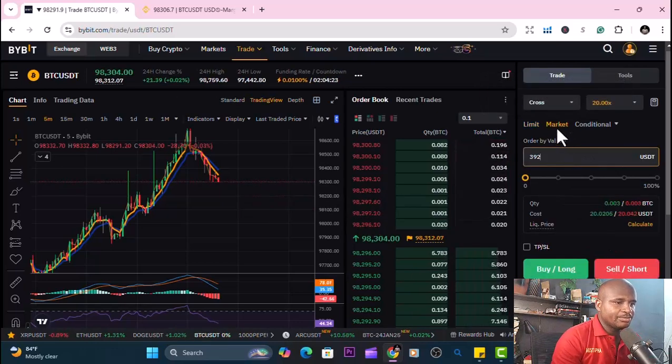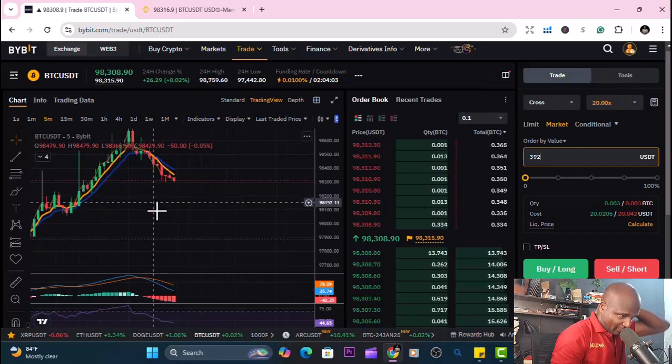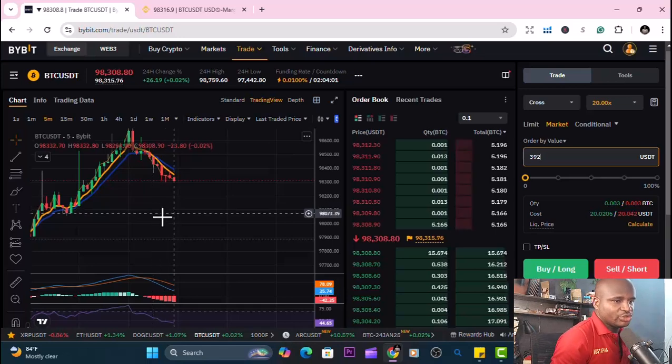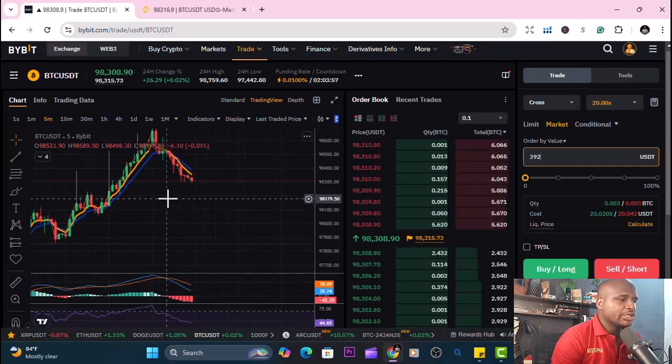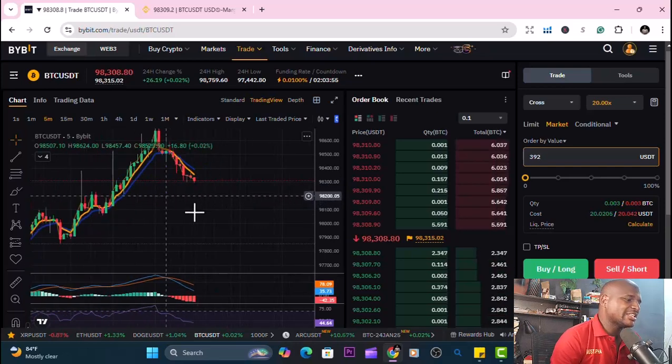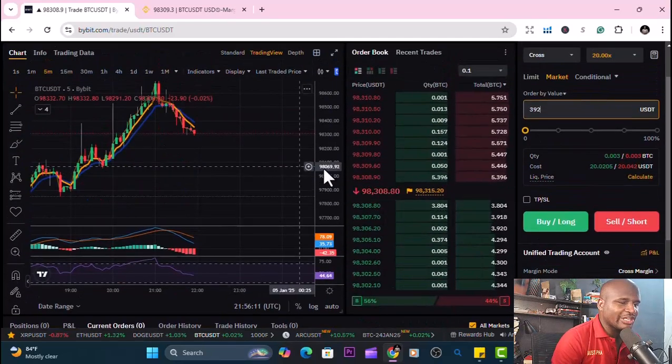So market order is pretty much like the limit order, but that one, you buy it. They say market order will immediately be filled at the best available price from the order book. Execution price may be better or worse than expected due to price movement. So you see the price is moving, and you just want to take advantage of that, and you enter into a market order. Immediately you enter into the market, it is going to be filled, and that is very important. Once you just get into it, the order is going to be filled.